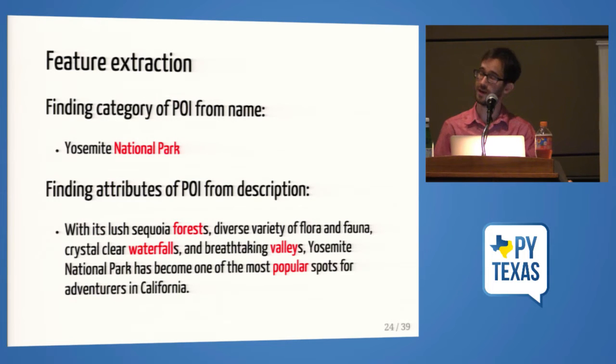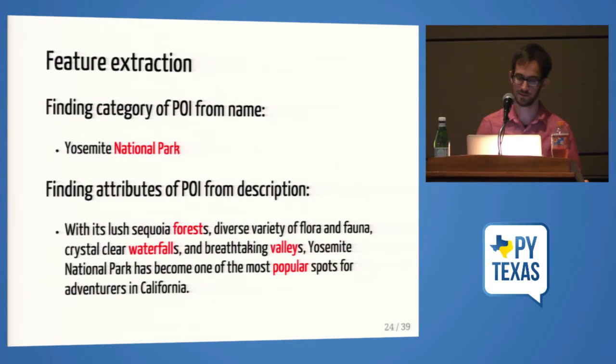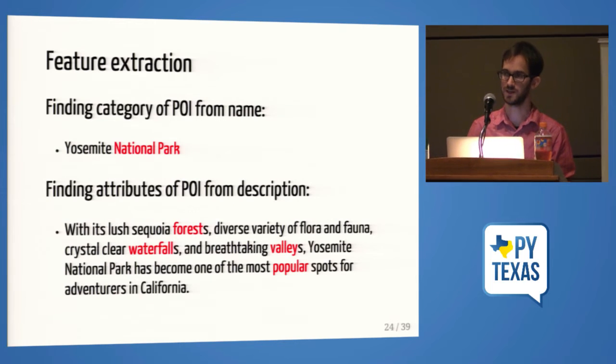Once we're doing that, in that step, we can try to use the data to extract more data from it. For example, if we look at Yosemite National Park, we can understand that it's a national park just by looking at the name. The same thing goes for a museum. It will probably have the word museum in the name of the point of interest. Or if it's a forest or a lake or whatever, most of the time you will have the category inside the point of interest name.